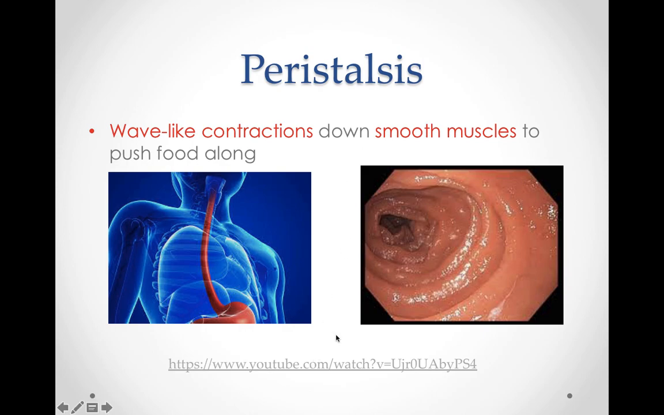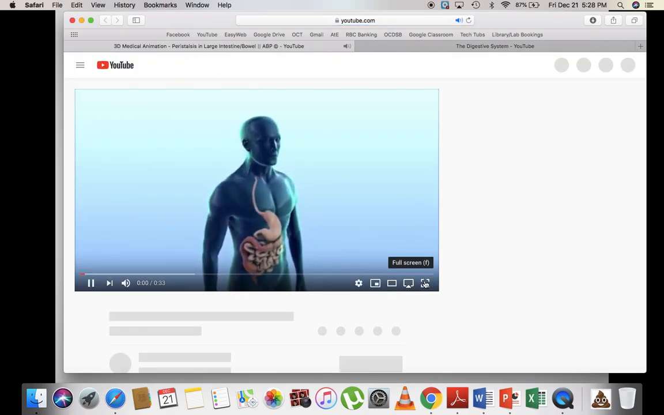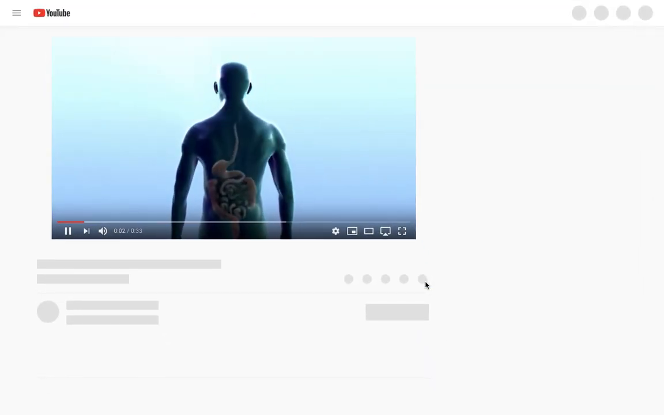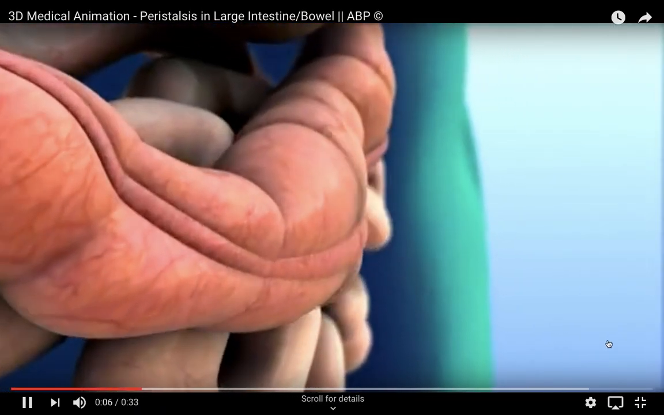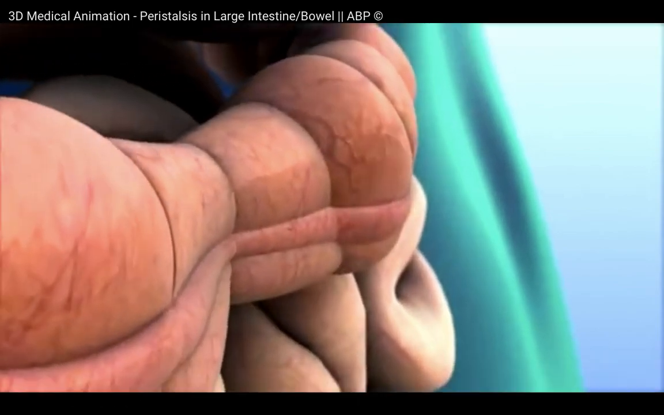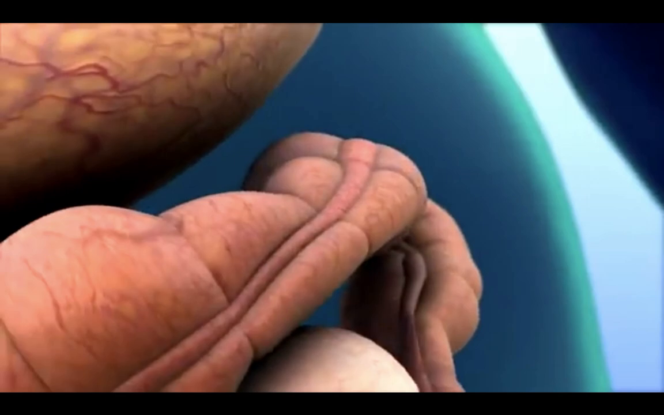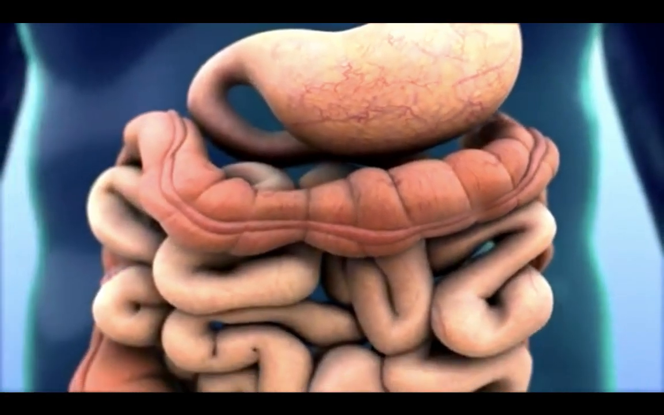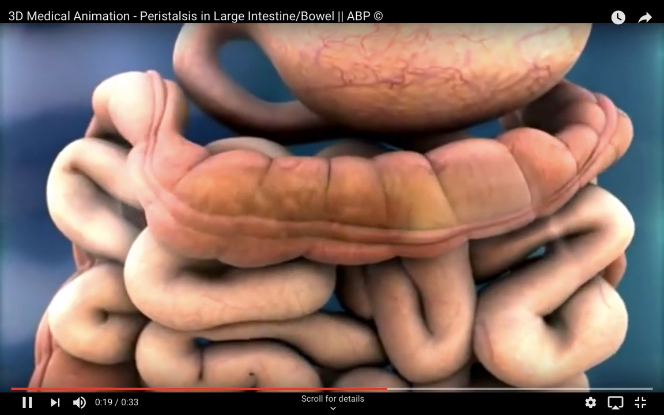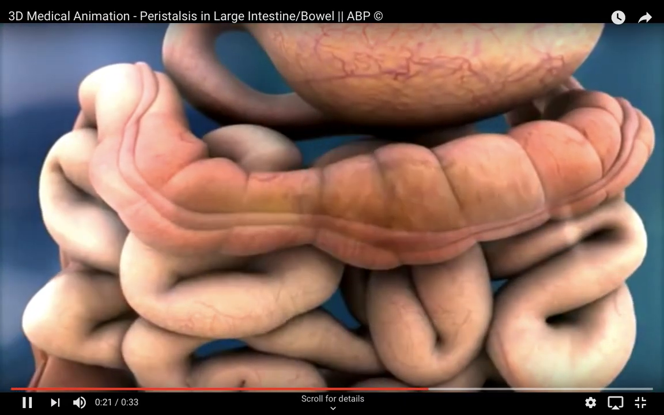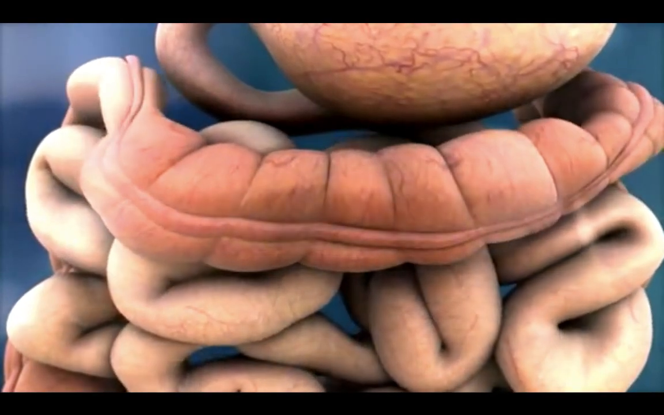So let's take a look at what it looks like. So you can see it kind of looks like it's doing the wave there. This is an example showing the large intestine, but the same thing happens in the esophagus. So picture there are muscles on the outside, they're squeezing, causing those waves to go through. And you can see it's able to push the food along because of it.